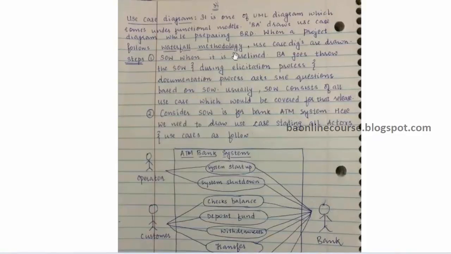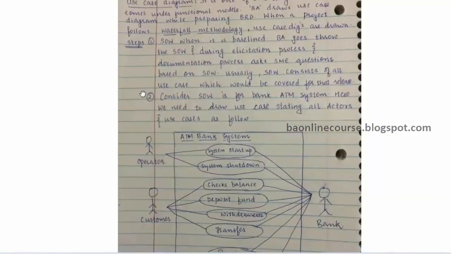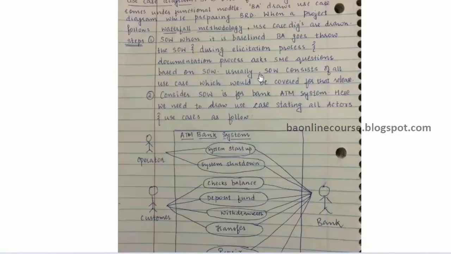Generally, the SDLC is waterfall, the traditional one. When the SOW is baselined, the BA goes through the SOW during the elicitation and documentation process and asks some questions. The SOW does not consist of all use cases. It consists of all the high-level scope. Based on that, you will draw the use case diagram. So the use case would come into the BRD. The SOW will not have a use case diagram. So there may be a small correction there. We need to correct this point.